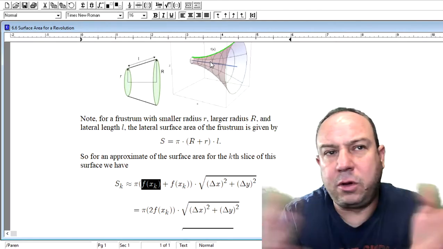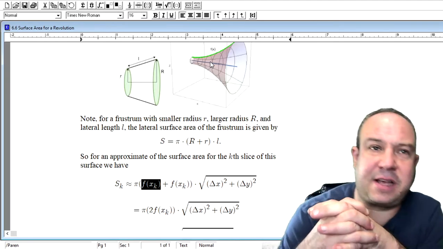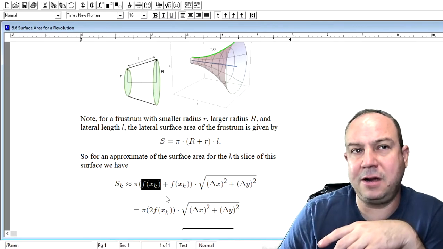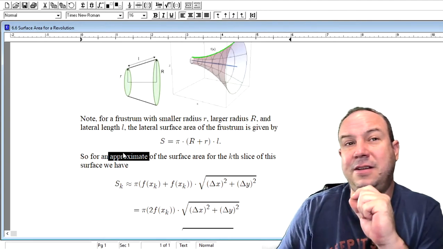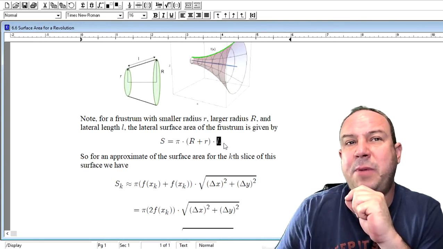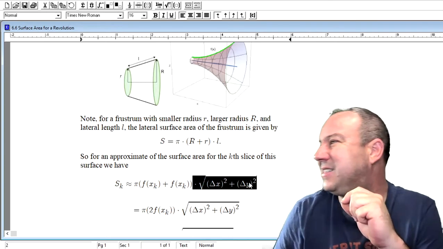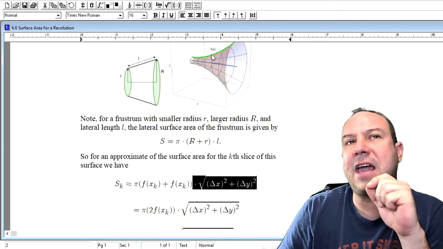All right? So we'll go ahead and use f of x sub k plus f of x sub k as big R plus little r. Again, we're just approximating here, folks. That's the key. And then that is multiplied by this quantity. We have seen this before. That is the length of that kth section.